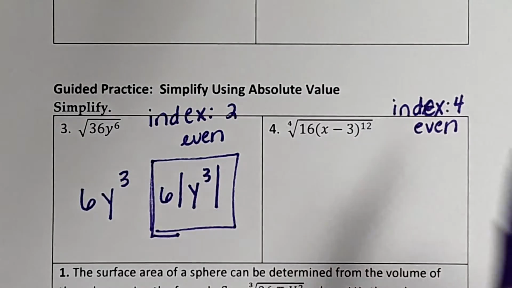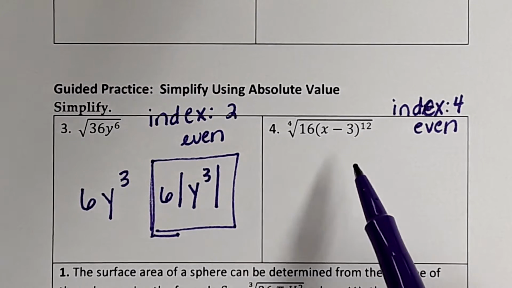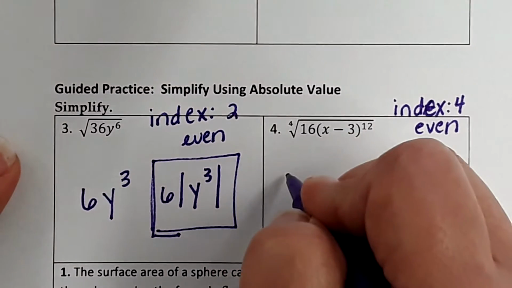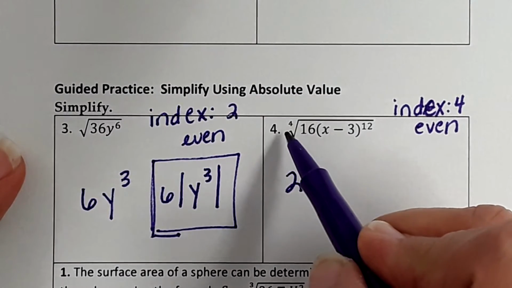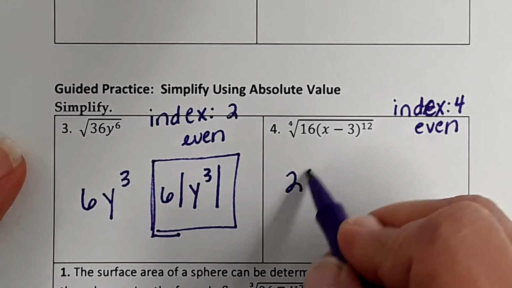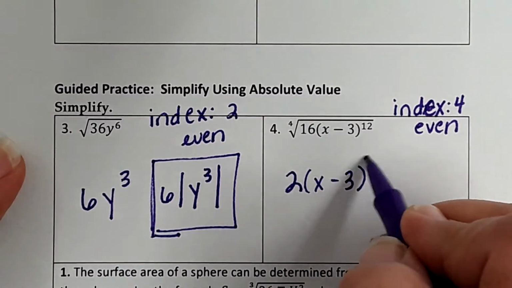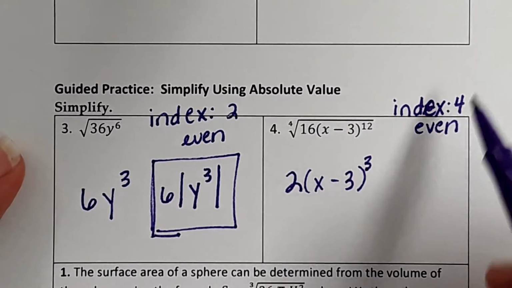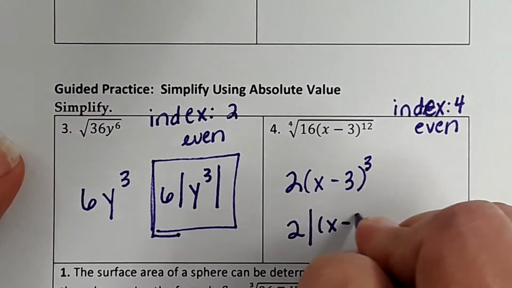Okay. So can I take the 4th root of 16? So what number times itself 4 times gives you 16? 2. It is 2. And then 12 divided by 4 is? 3. So I have this. 12 divided by 4 is 3. And remember what I said. An even exponent divided by an even index gives you an odd. So my final answer needs to be an absolute value.